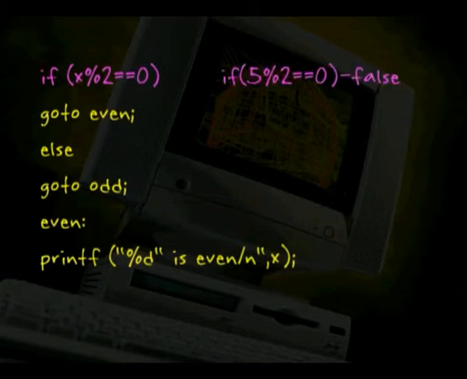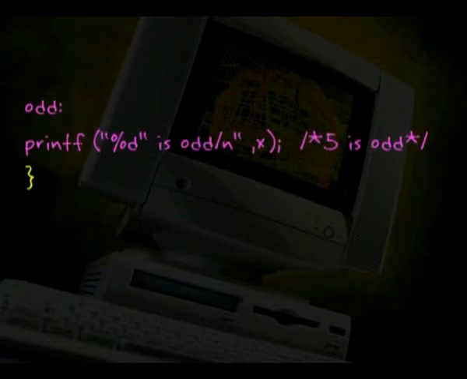So, I am checking whether the remainder is 0. When you divide 5 by 2, you get the remainder 1. So, automatically the condition is false. So, it will skip that goto even, it will go to this else block and goto odd. And then it will check for the label odd. The odd label is given by that particular rule, odd followed by a colon. So, that is identified as a label and it will print that 5 is odd.